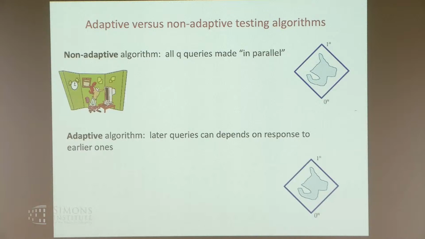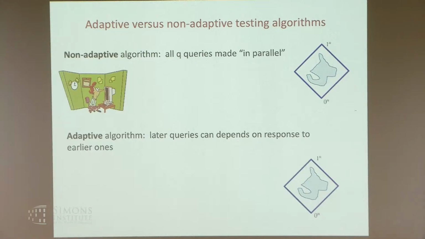So I want to right away call out a distinction between two basic flavors of property testing algorithms, because it's going to be important for a lot of the things I'll talk about. We can think about either adaptive or non-adaptive testing algorithms. Let me start with the simpler algorithms, the non-adaptive algorithms. Intuitively, non-adaptive algorithms are ones where you have to decide on all the queries you're going to make up front.